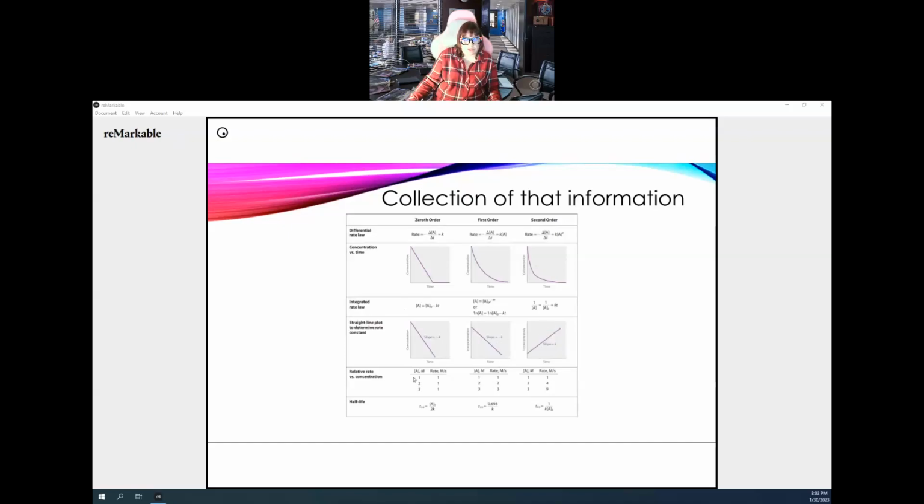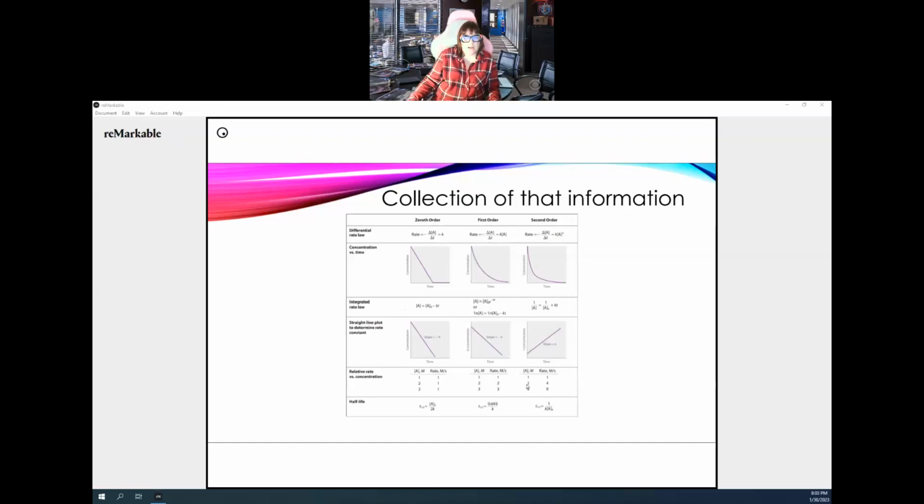The relative rate versus concentration. When we talk about no effect, we see that a concentration of A being 1 gives me a rate of 1. A concentration of 2 gives me a rate of 1. A concentration of 3 gives me a rate of 1. So there's no effect from that species. For first order, we have a concentration of 1 and a rate of 1, a concentration of 2 gives a rate of 2, and a concentration of 3 gives a rate of 3. So there's direct proportionality there. For second order, a concentration of 1 gives a rate of 1.